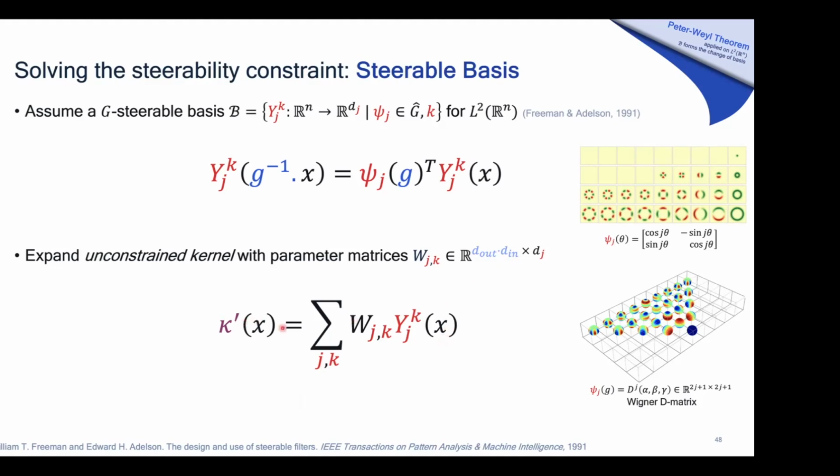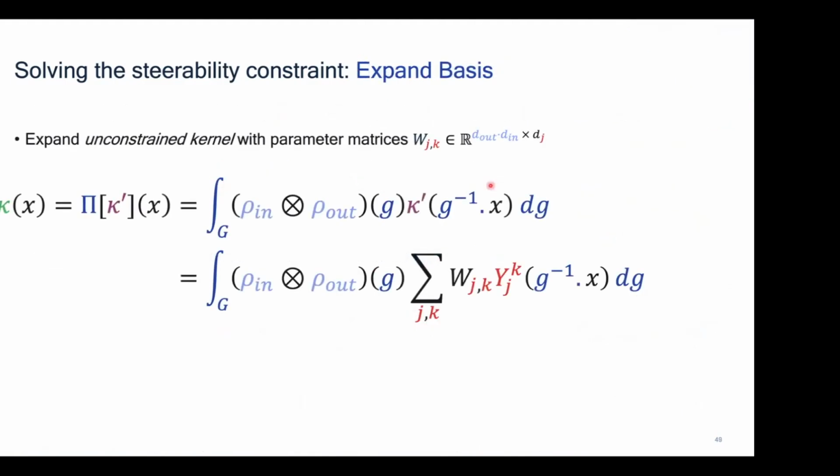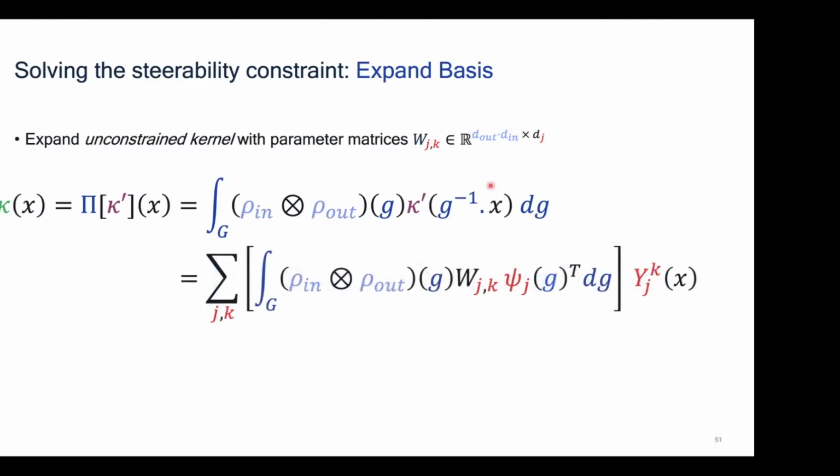So yeah, we just expand our unconstrained kernel in terms of this basis. But this property becomes pretty useful because if we plug this back in our constraint and do some manipulation, simplify, we can take basically our steerable basis out of the integral and also this sum. And we are left with a bit of a simpler constraint now.